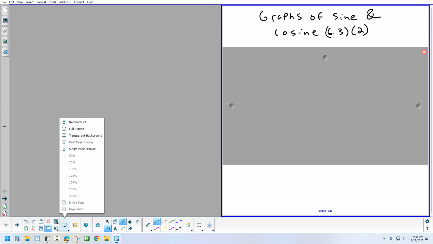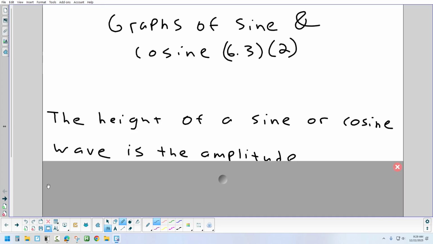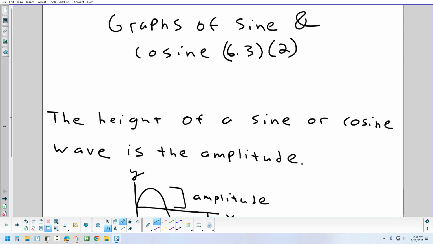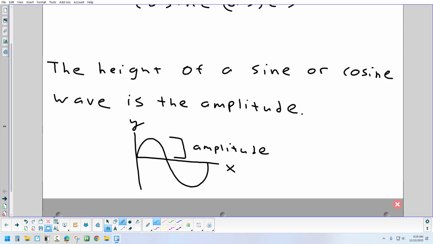All right, so we just looked at shifting left and right, shifting up and down. Now we'll finish with stretching left and right and stretching up and down. When we stretch up and down, we're going to be changing the height of the wave. That height has a name, and it's called the amplitude. So sometimes you might see a vertical stretch called an amplitude change because you are changing the height.